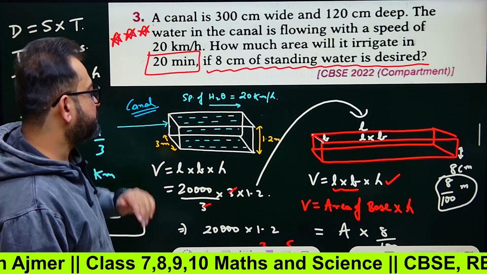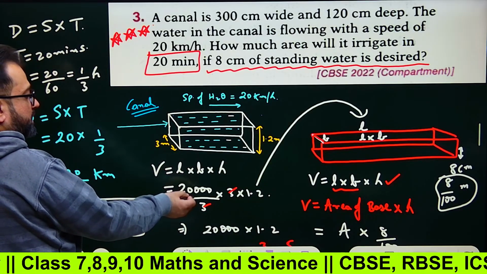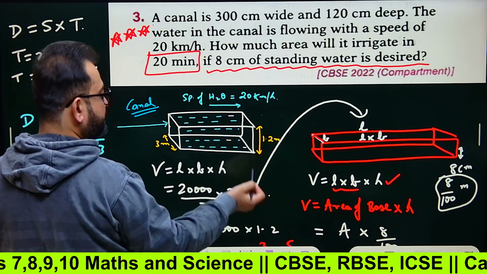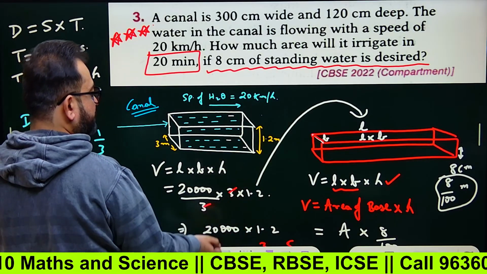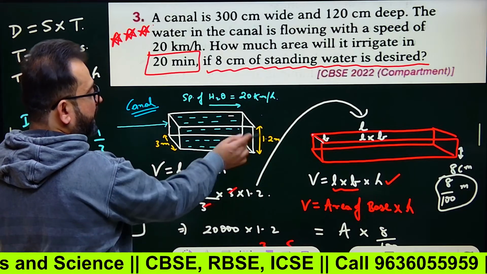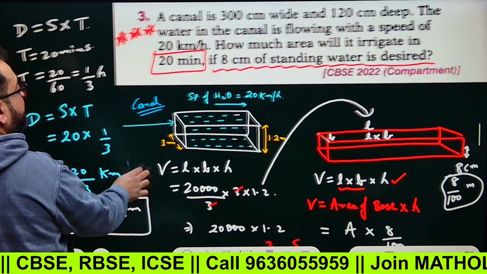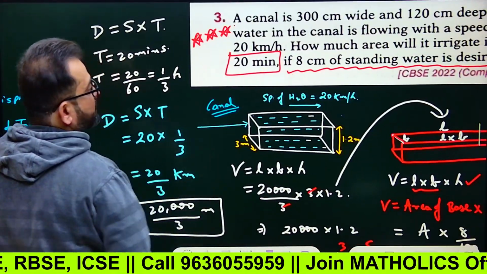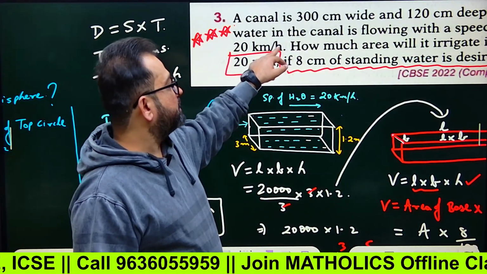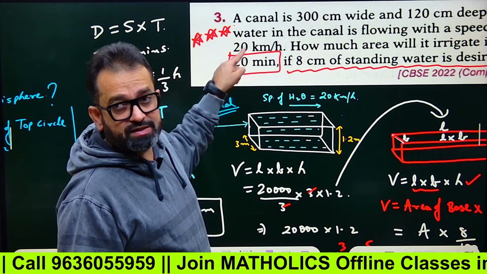So L into B into H. What is length? Length is unknown. Into what is breadth? Breadth is 3. And what is height? Height is 1.2. Now, how are we going to find this length? See, this speed is in kilometer per hour. Change this time into hours.